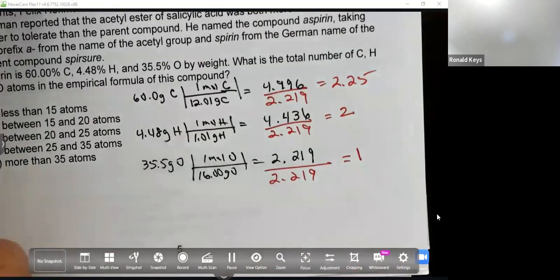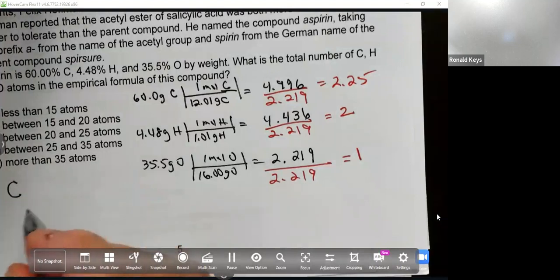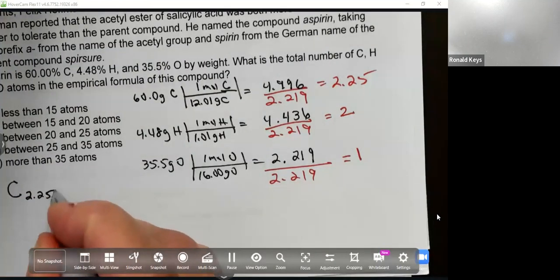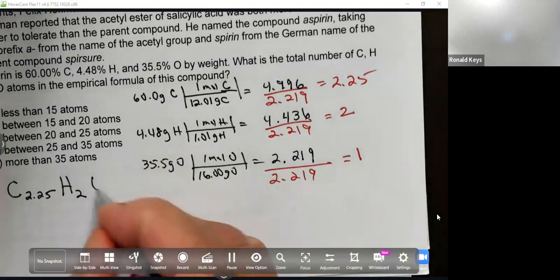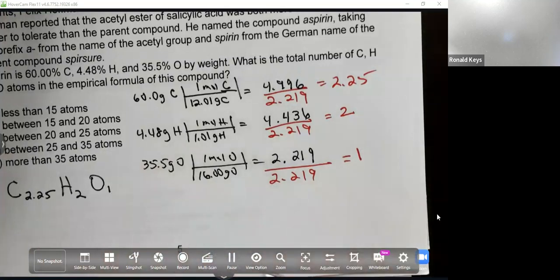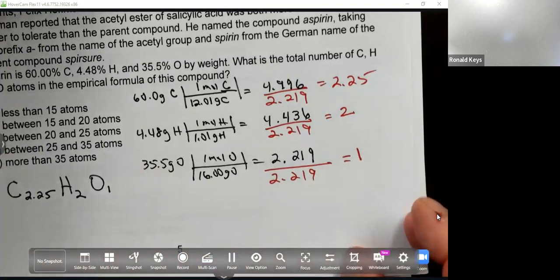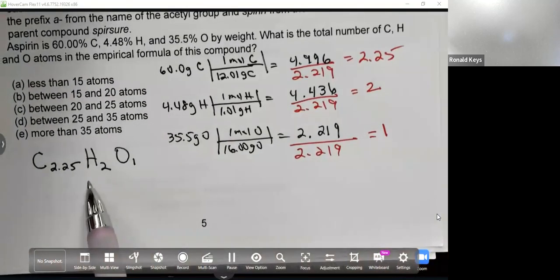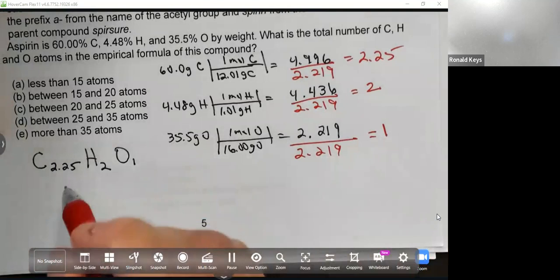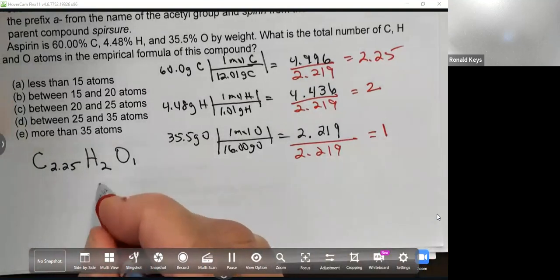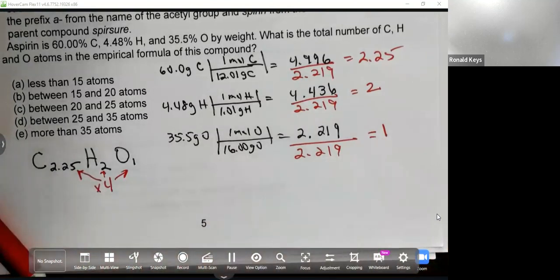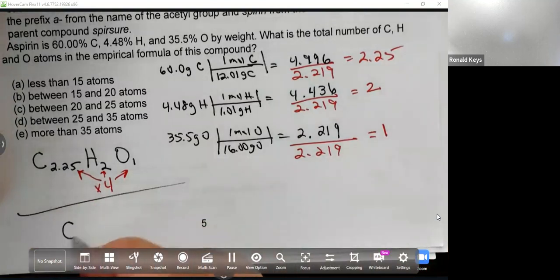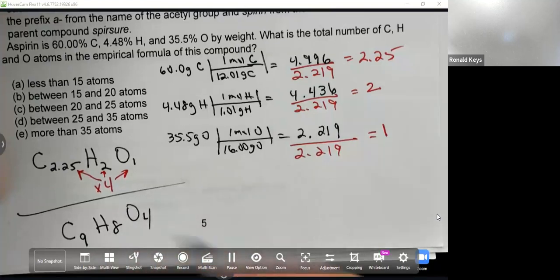So here's what we've got. We've got carbon at 5, hydrogen at 2, and oxygen at 1. So if we get 2.25, we got to multiply all to make them whole numbers, and we're going to multiply 2.25 by 4. We got to multiply everything by 4. So we are going to end up with C9H8O4.